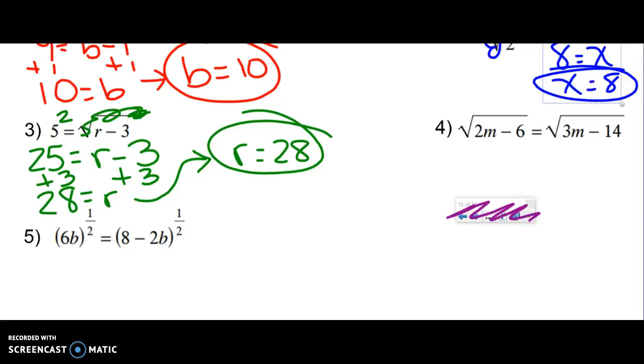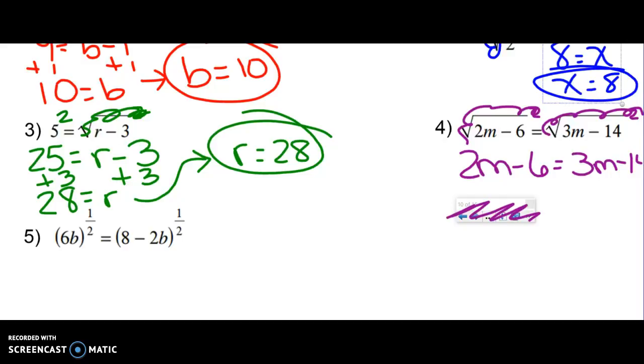All right, so now we wanted to isolate our square roots on number 4, and they are, but there's one on each side, and that's fine. Let's go and square both sides. That's basically going to make all this disappear, and we're left with 2m minus 6 is equal to 3m minus 14. This is just like our example we did.